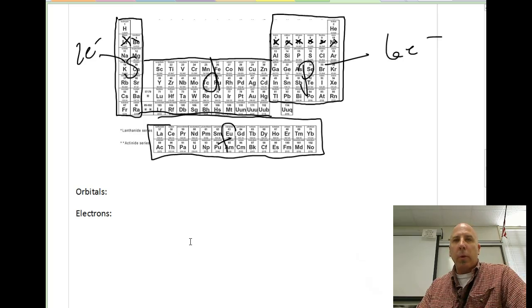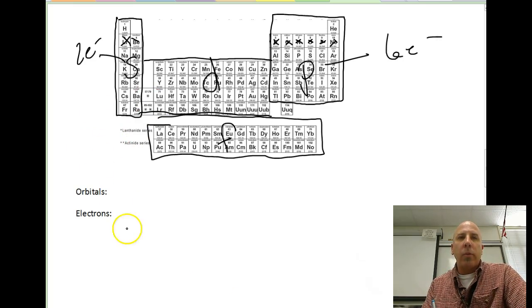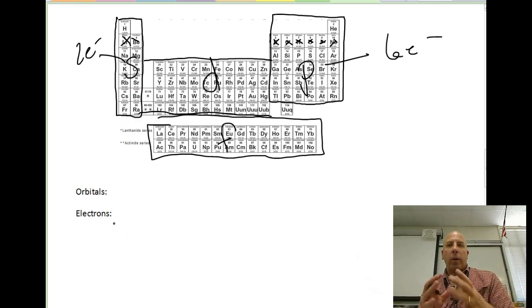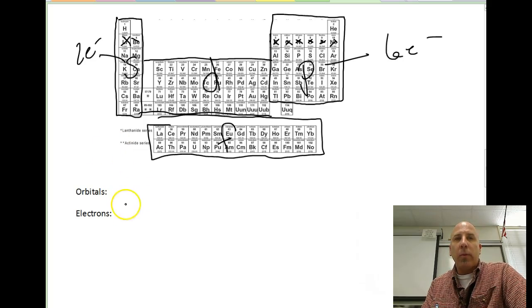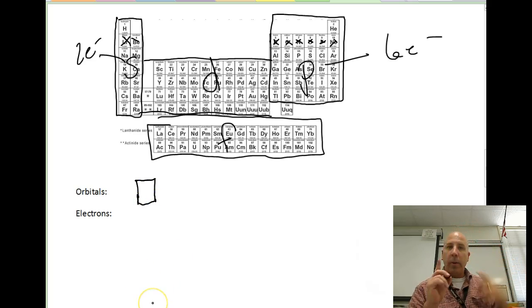Okay, so let's talk about orbital diagrams now. So orbital diagrams are a way to show how electrons are organized around the nucleus. We use a couple things for orbital diagrams. First, for all 4 of our orbitals, whether they be an S, a P, a D, or an F, we're going to use a box to represent our orbitals. Doesn't matter which one, we're going to label them.